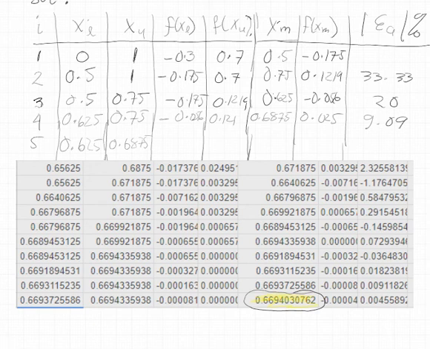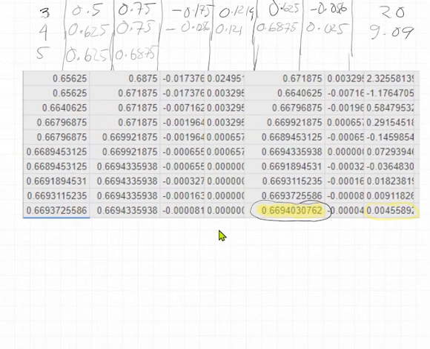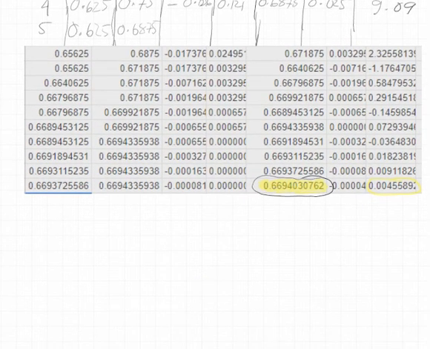This part here, 0.669403762. So it doesn't matter. We only need the 4 significant figure. Why do we stop? Because our epsilon A now is 0.004559. So it's already less than 0.005%. So we check if this is really accurate up to 4 significant figure.